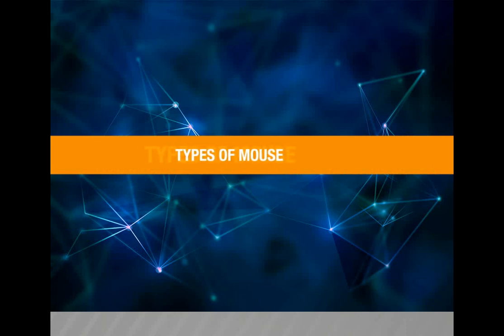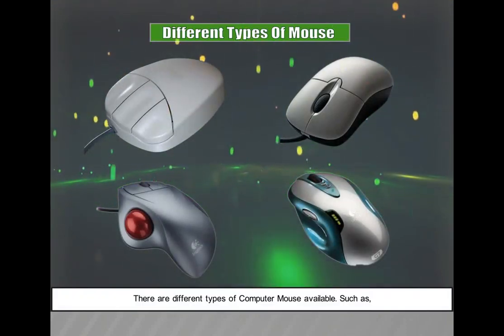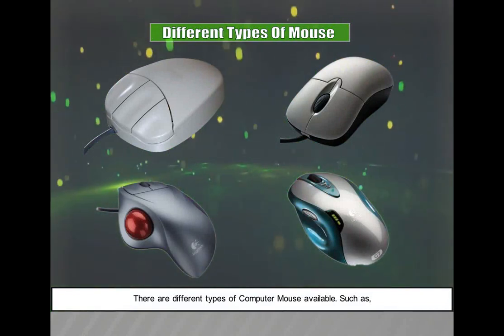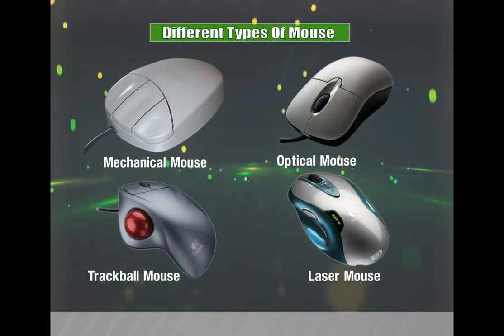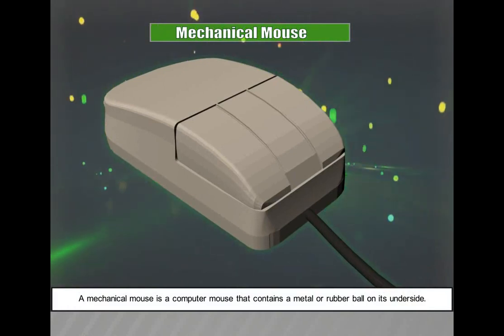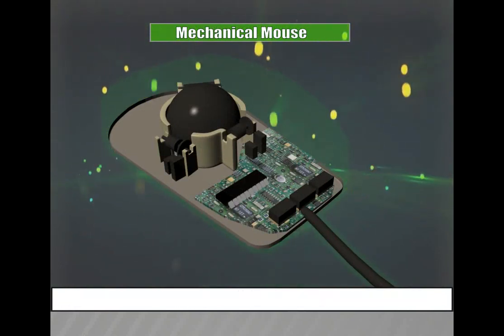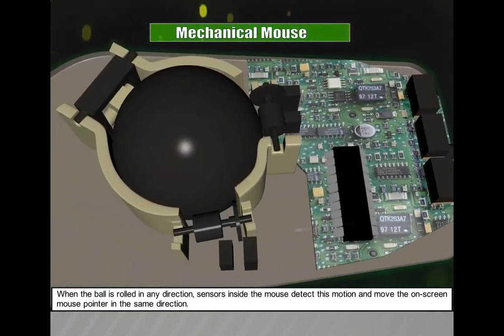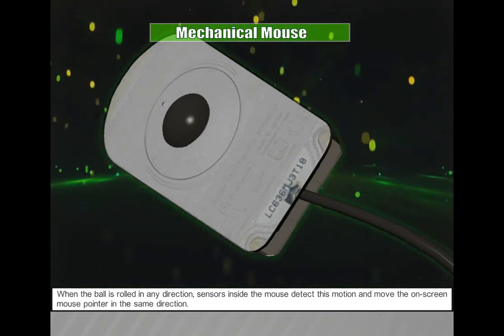Types of mouse. In this video, we are going to learn about the types of mouse. There are different types of computer mouse available, such as mechanical mouse, optical mouse, laser mouse, trackball mouse. Mechanical mouse. A mechanical mouse is a computer mouse that contains a metal or rubber ball on its underside. When the ball is rolled in any direction, sensors inside the mouse detect this motion and move the on-screen mouse pointer in the same direction.